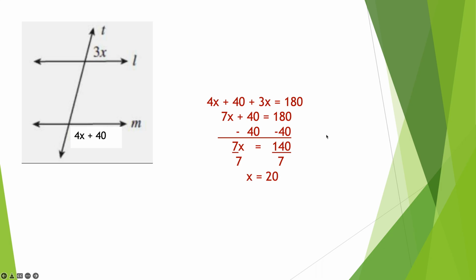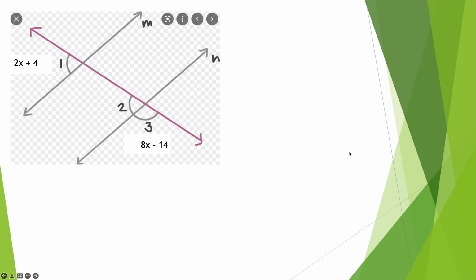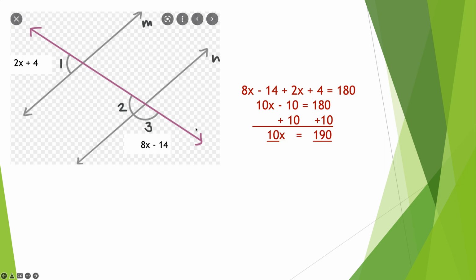Okay, next up. Find x, of course. So these guys have the same relationship. They're exterior angles, but they're on the same side, which means they're going to be supplementary. So 8x minus 14 plus the 2x plus 4 is going to add up to 180. Same side, same operation. 10x minus 10 is 180. Adding 10 to both sides, 10x is 190. X is equal to 19.